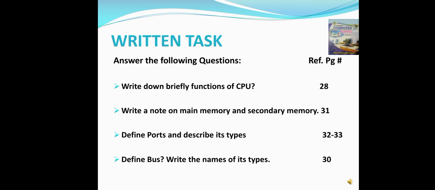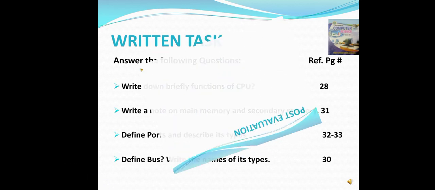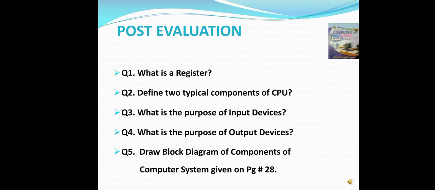In the last we have defined bus. Write the names of its types. In this question you only have to write the names of the types. After this slide you have the next slide, and the last slide is the post evaluation, which consists of marks. You will have to do it very carefully, because if you do it completely then you will get full marks.